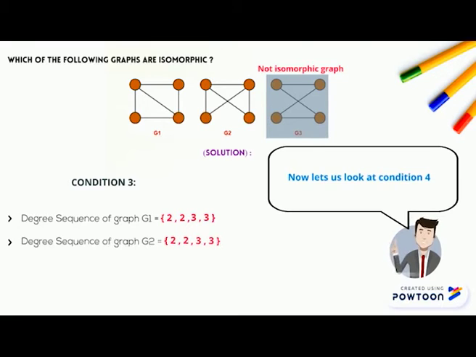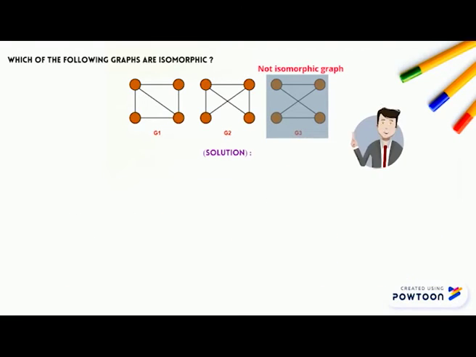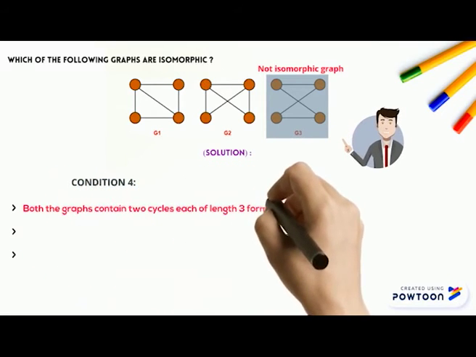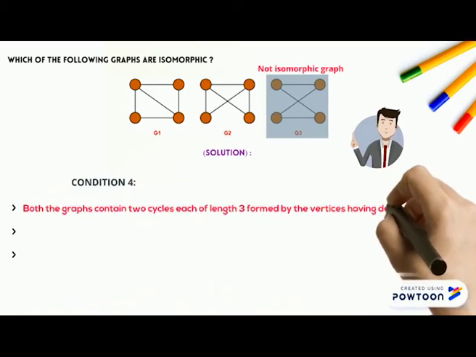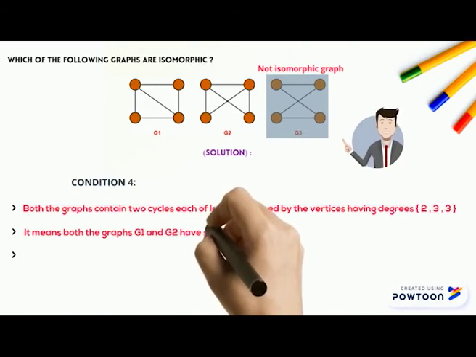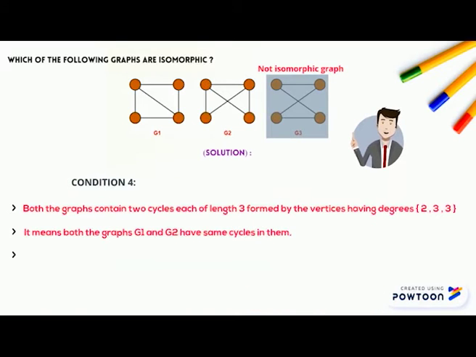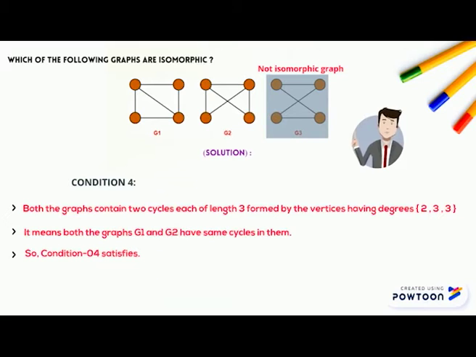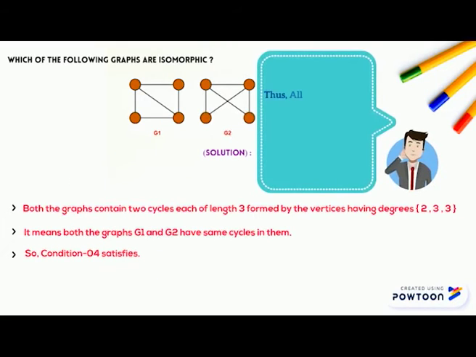Now, let us look at condition 4. Both the graphs contain two cycles, each of length 3, formed by the vertices having degrees 2, 3, 3. It means both the graphs G1 and G2 have the same cycles in them. So, condition 4 is satisfied. Thus, all the 4 necessary conditions are satisfied, so graphs G1 and G2 may be isomorphic.